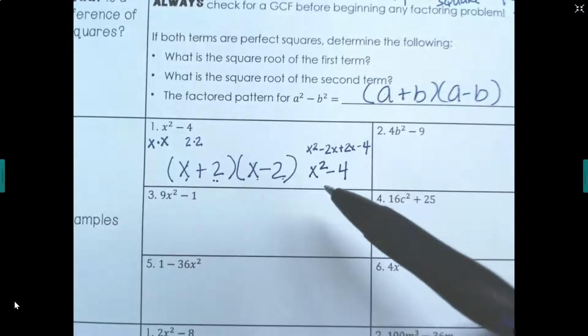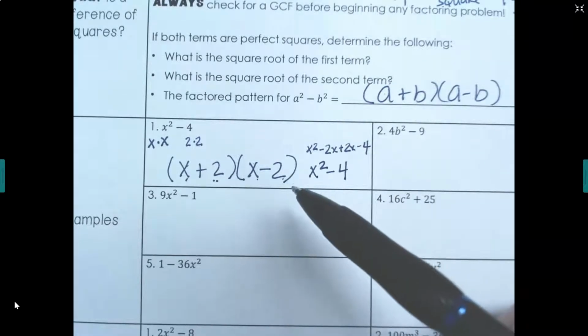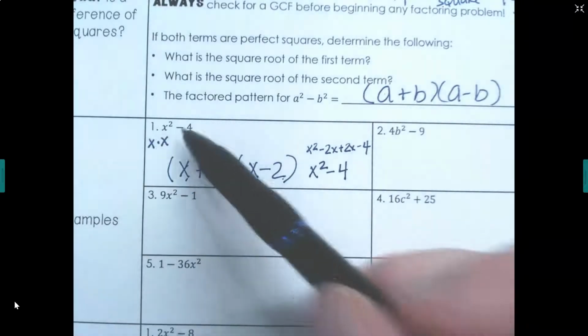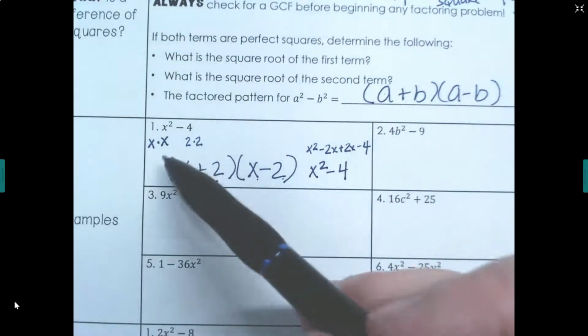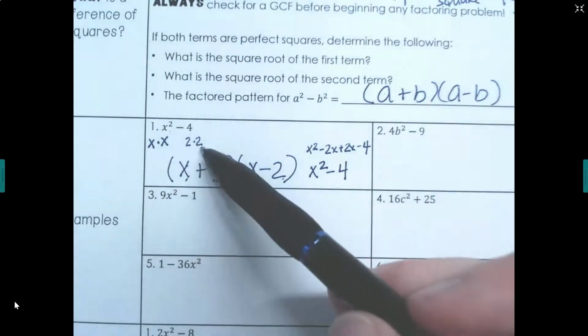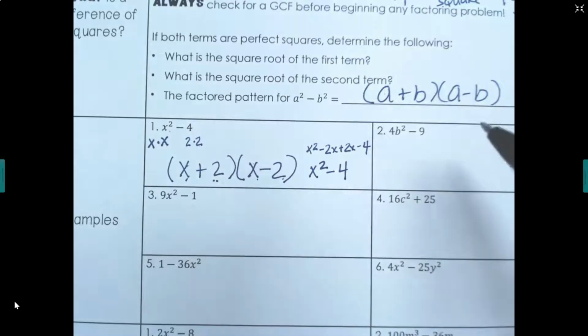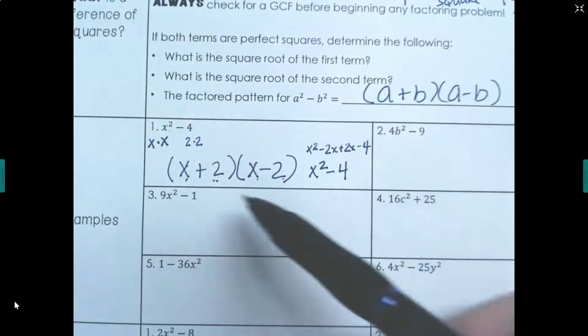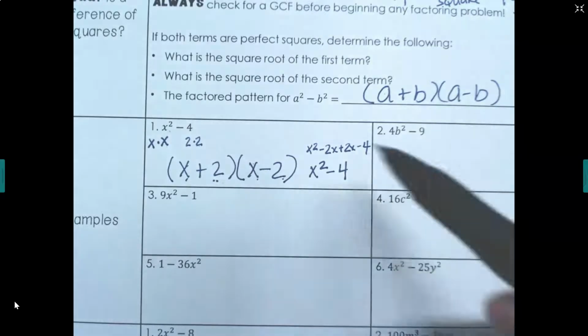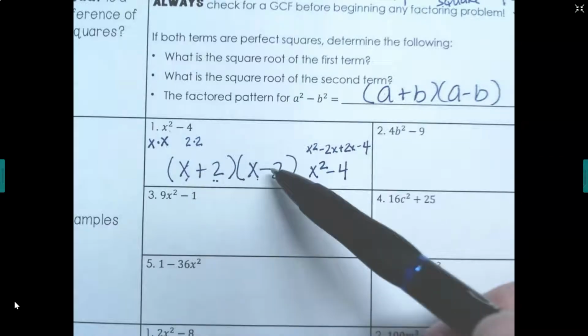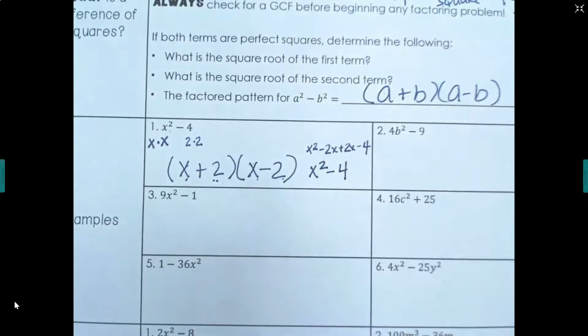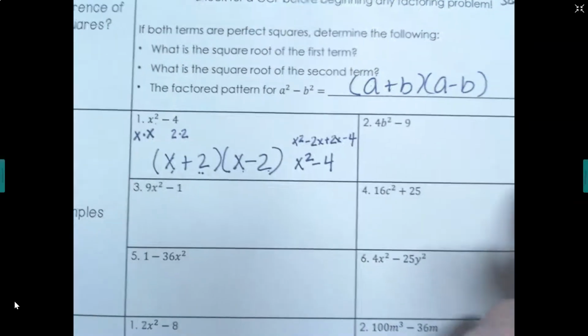So this will be the pattern that shows up on all difference of squares problems. 2 perfect squares with a minus in between. Figure out what makes each term, what times itself makes each of the 2 terms, and then you distribute them evenly between the 2 parentheses, and one's a plus and one's a minus. We could have written the first one as the minus and the second one as the plus. Which one's plus and which one's minus does not matter.